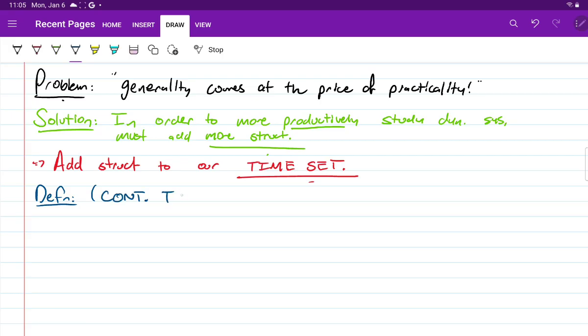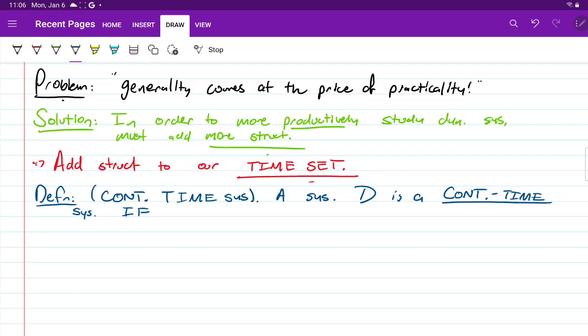Continuous time system. All right? So note that whenever I say system, I'm automatically referring to a causal I/O dynamical system, just because that's a bit of a mouthful to say. I'll just say system to keep things nice and easy, okay? So a system D is a continuous time system if its time set T is just equal to R, okay? So if T equals R, right?